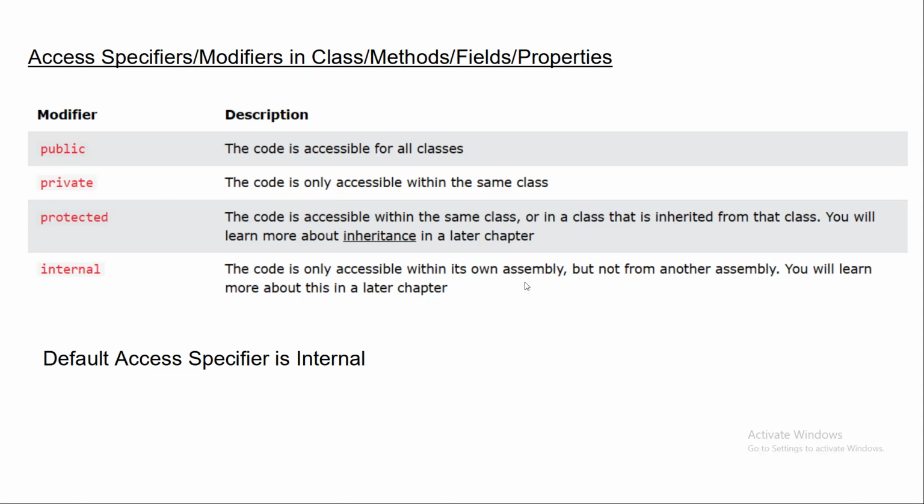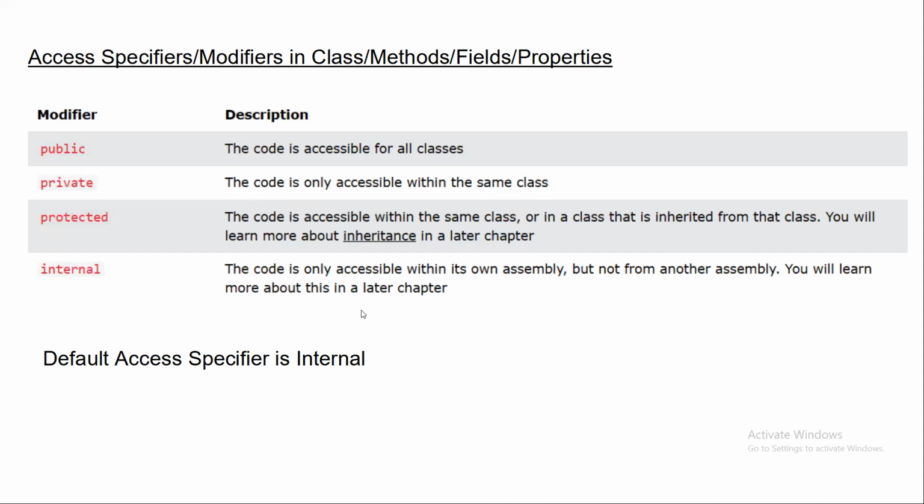Remember, by this time you have heard of DLLs. Normally we compile our code and keep it as DLLs. So when I say assembly, it's a DLL. Suppose I define an internal class and package it in one of my DLLs, that class is only accessible within that DLL. And if you don't specify anything for a class, by default it is internal. Just remember, the default access specifier for a class is internal.